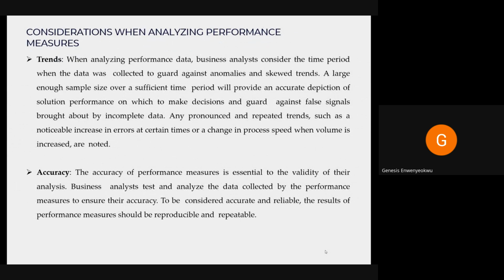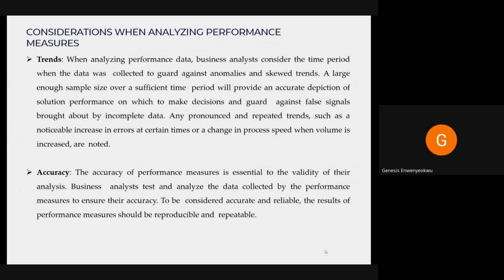After we've looked at the risks from the performance measures that we've gotten, another analysis we do is to look at the trend. If we have observed an issue, we need to look at the trend with which that particular thing has been occurring. Is it occurring at a certain point in time when the solution is in use? Or is it unique to a specific group of users? So you need to know what trends we are observing with our performance data, right? A large enough sample size over a significant period of time will provide us an accurate depiction of the solution performance on which to make decisions and guard against false signals from incomplete data.